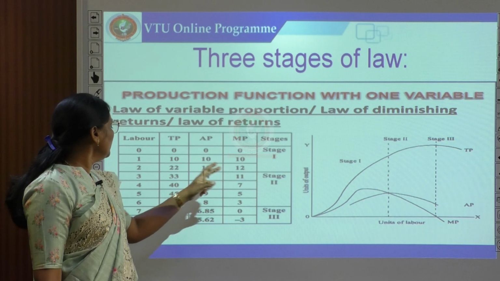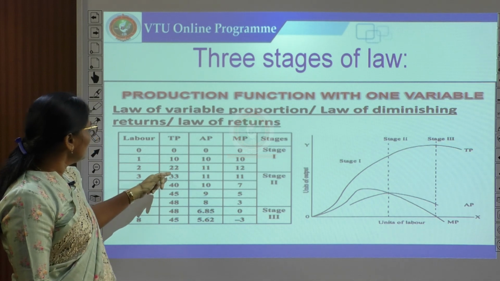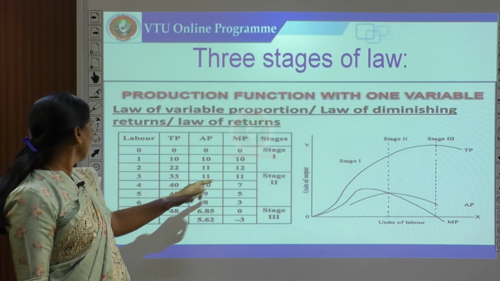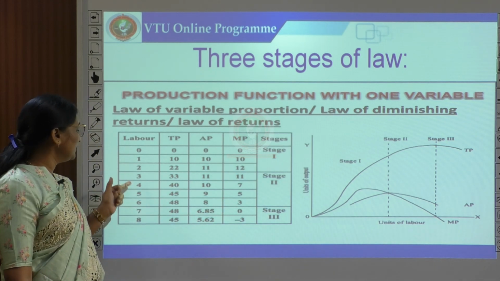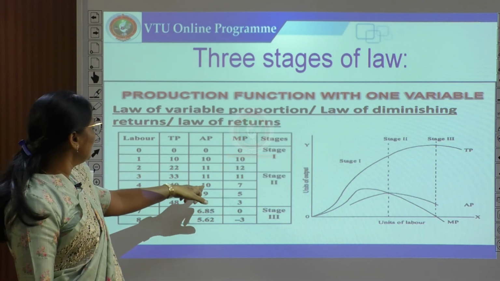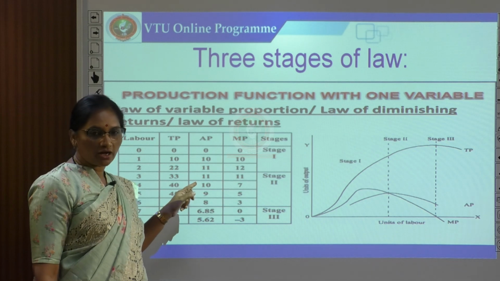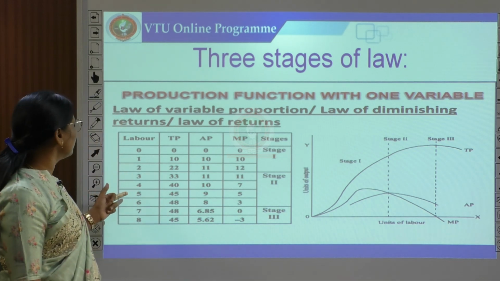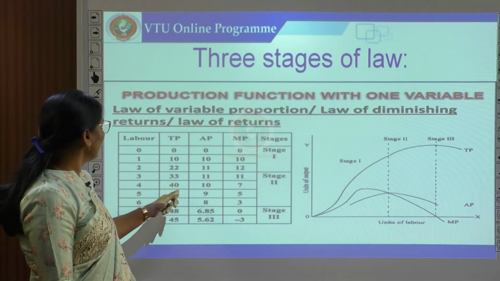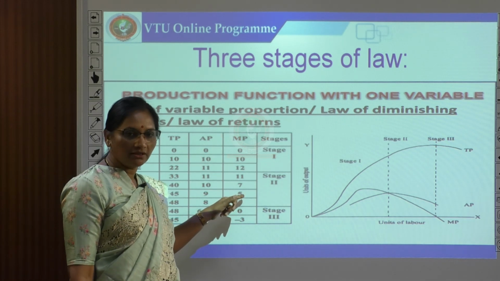When we again start using more labor, that is 3, the total product is 33, average product is 11 and marginal product is also 11. When we increase the labor to the 4th unit, the total product is increasing, that is 40, but average product starts declining, that is 10, and marginal product declines deeper than the average product. For the 5th labor, the total product is still increasing, 45, but average product declines to 9 and marginal product declines further, that is 5.